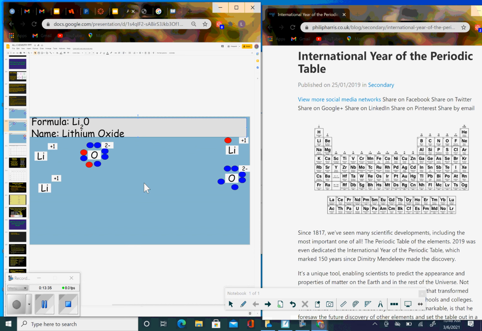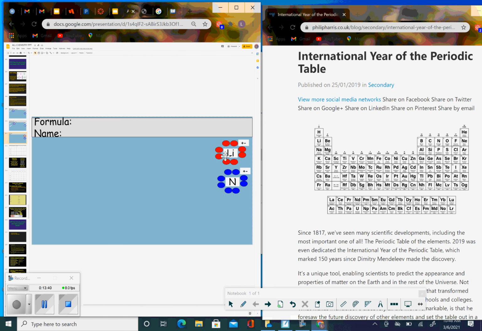Sorry, guys, I sneezed. Okay, so we've got one more. All right. This one is lithium and nitrogen. So we get, again, we know lithium is a 1, and we know it has 1 valence electron to donate.